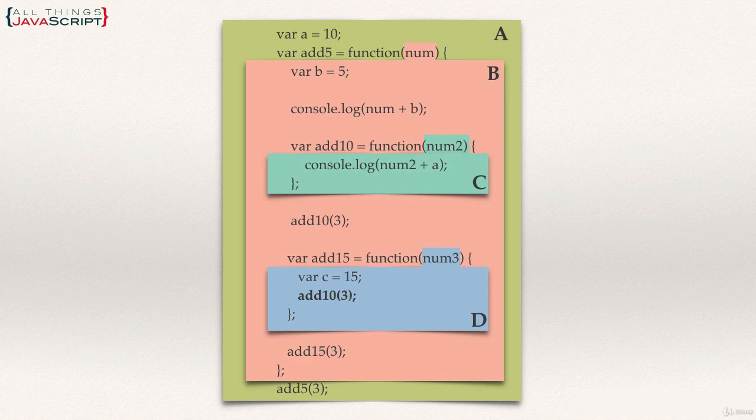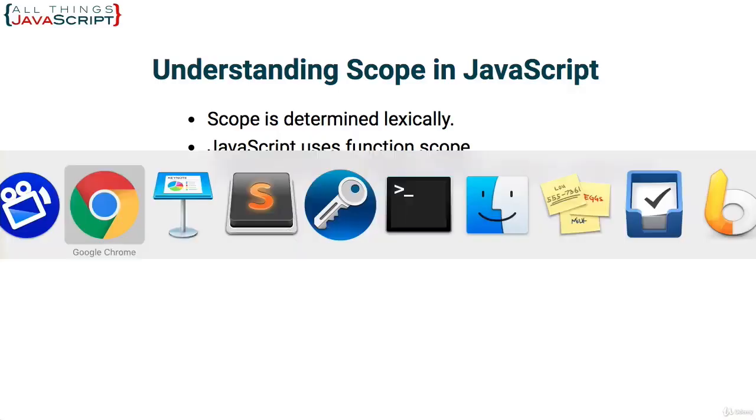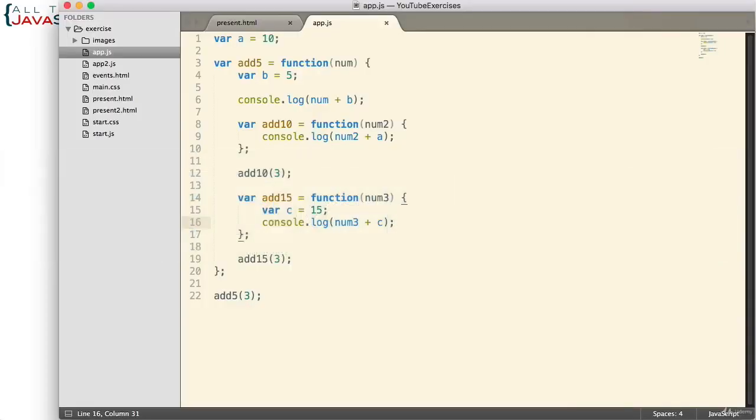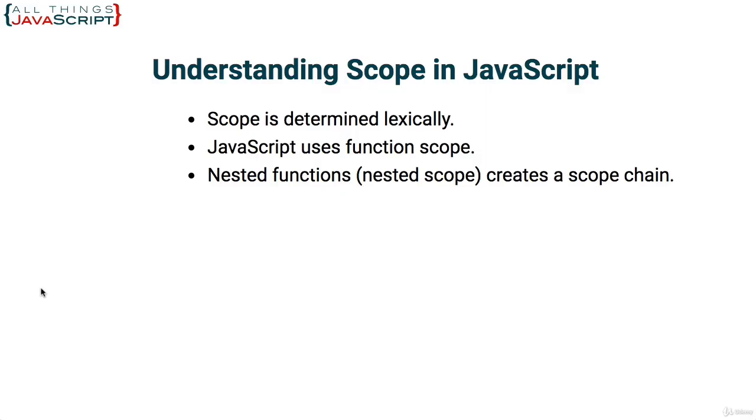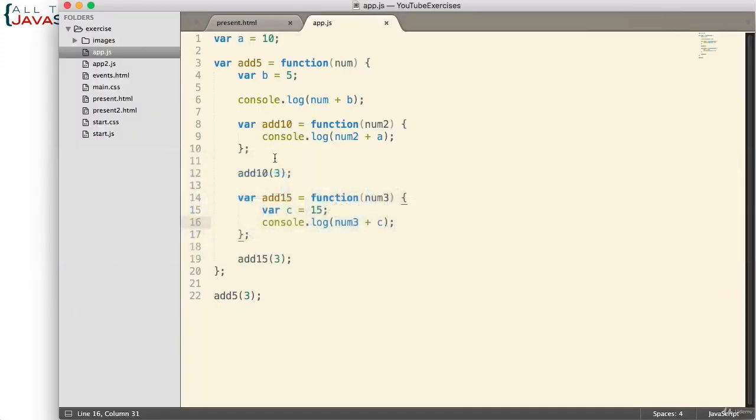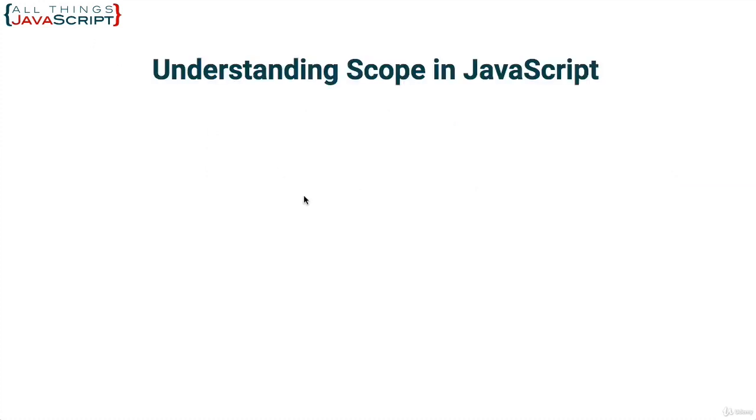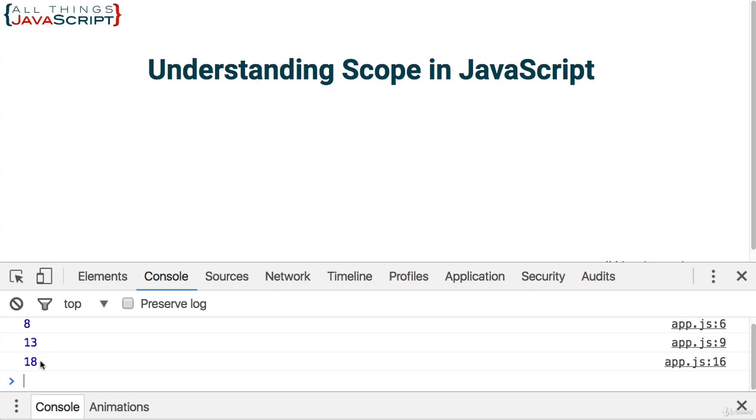Now, before finalizing this video, I like to verify everything we've talked about by executing the actual code. So let's do that now. All right, here's the actual code. It's attached to this HTML page. So when it executes, we should get 8, 13, and 18. I will refresh that, open up the console: 8, 13, and 18.